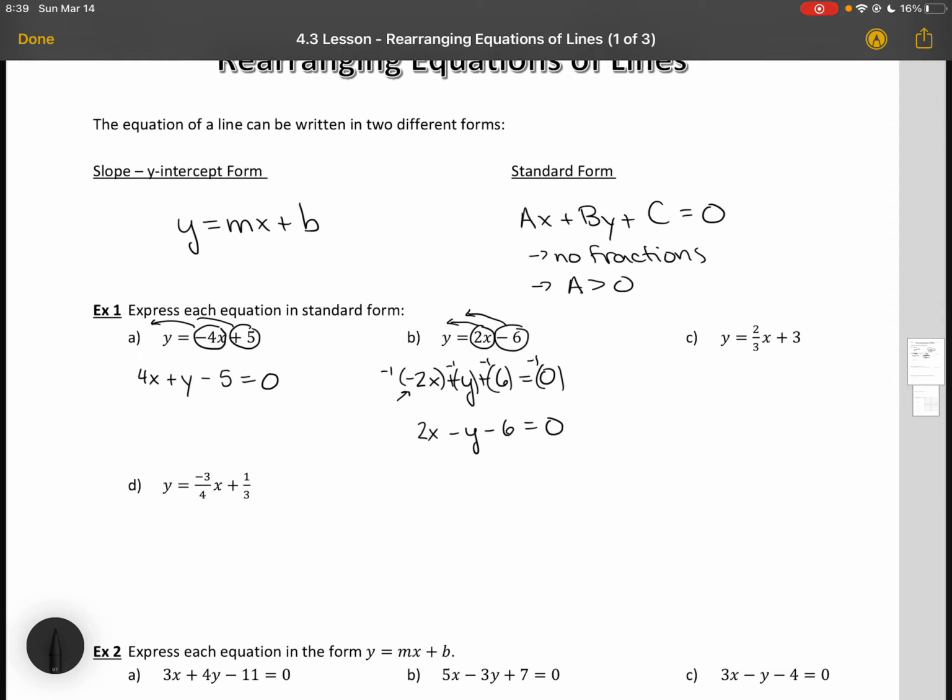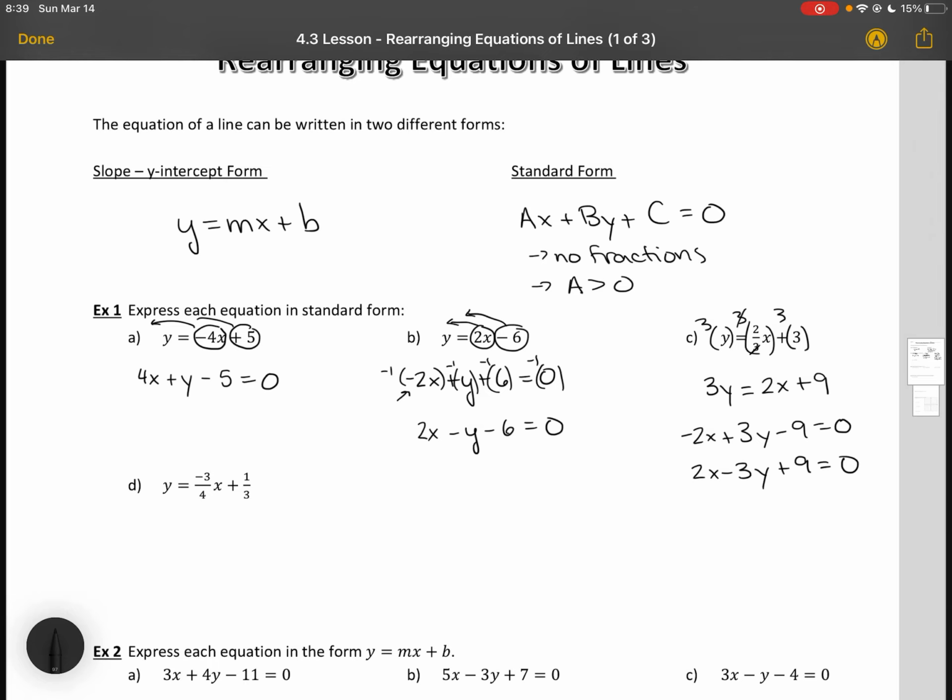In C, we have a fraction. Fractions are tricky. We want to get rid of them if we can. So I'm going to multiply everything by 3, which is the denominator of my fraction, so that I'm left over with 3y equals 2x plus 9. Now it looks just like really my second example. I'm going to move everything over and change the sign. And then I'm going to multiply everything by minus 1. Giving me my equation in standard form.